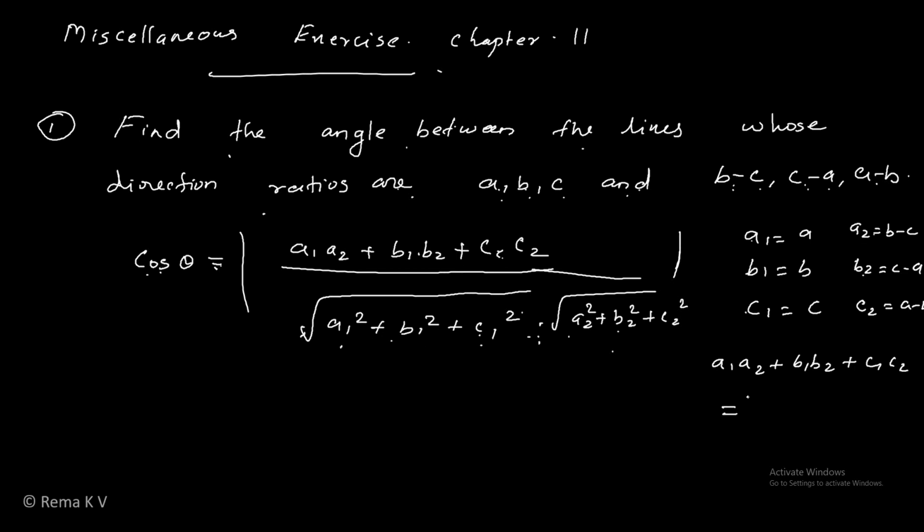What's the value? It is equal to 0. This A1 A2 plus B1 B2 plus C1 C2 becomes 0. And here, whatever be the denominator, the numerator becomes 0. So the value of cos theta is equal to 0. That implies theta is equal to 90 degrees.